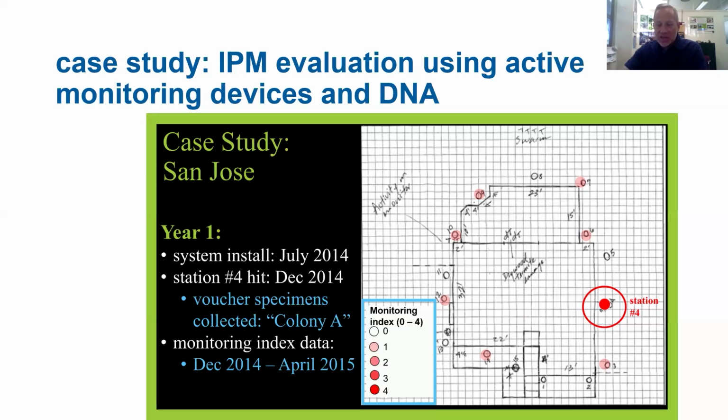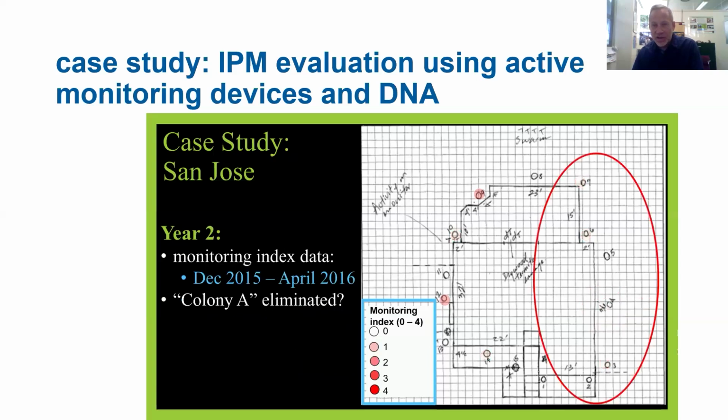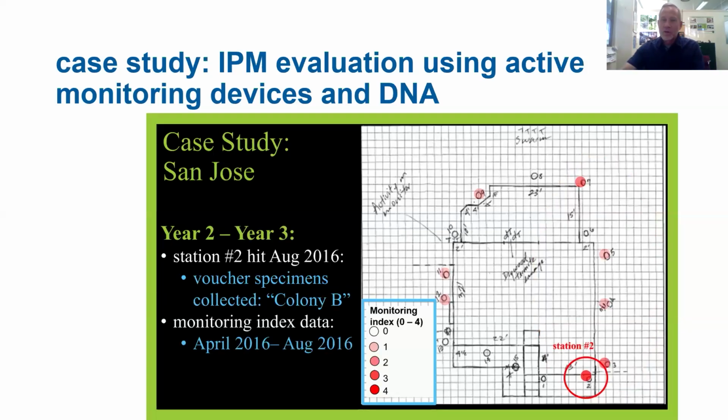And so in this case, our program started with a hit on station number 4. We were able to collect termite specimens and called them Colony A. That was the first colony that we collected at this site. Well, just 6 months later, there were no termites present, and we concluded that we perhaps had eliminated Colony A. We were no longer finding Colony A. A year after that, however, we started to get more hits on this side, the same side of the house. And so the question was, did our program fail?